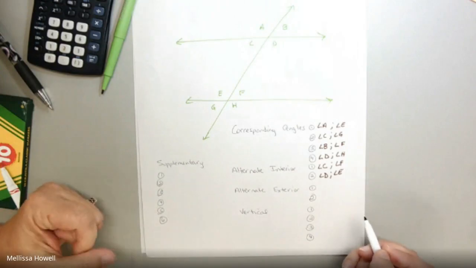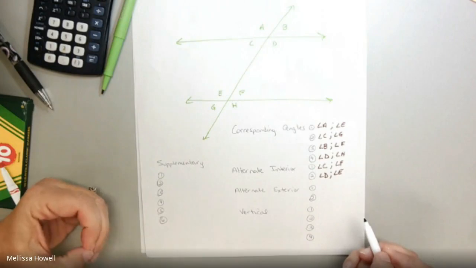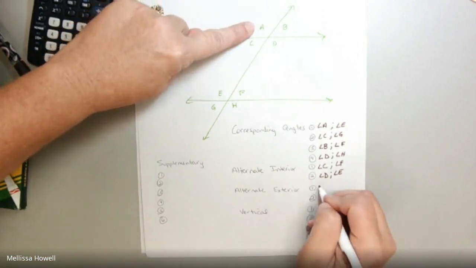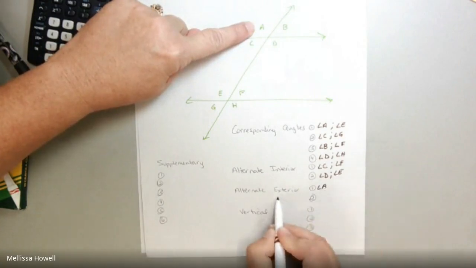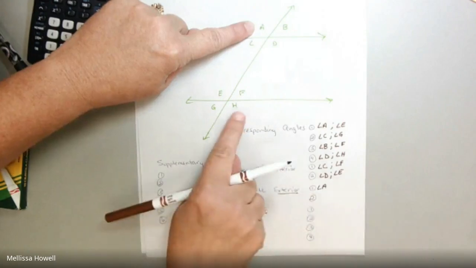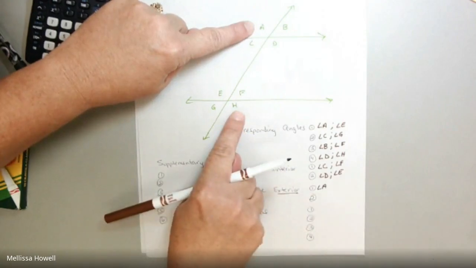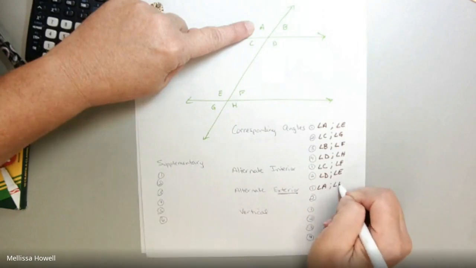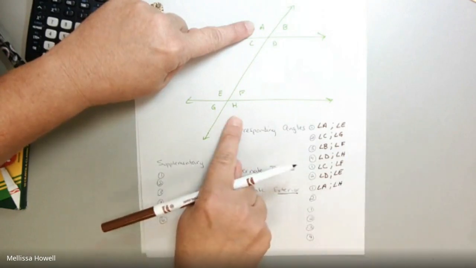Alternate exterior. There's only 2 pairs of alternate exterior. We have angle A, which is on the outside. Exterior means outside. Alternate means opposite. So alternate exterior, angle A and angle H. And notice they're both obtuse.